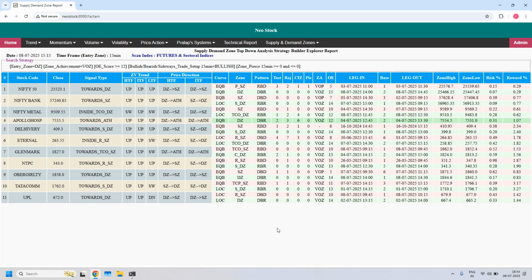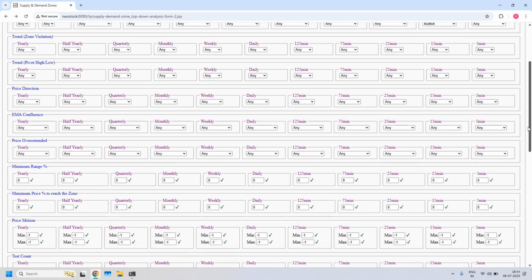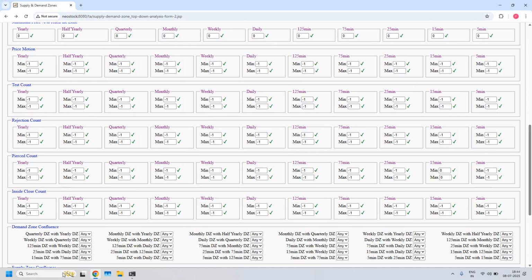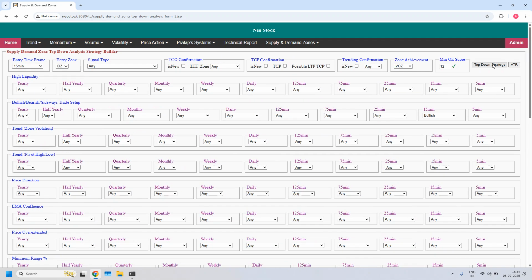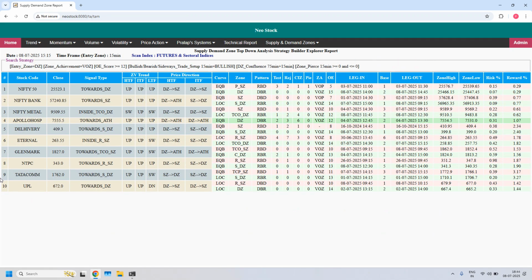Out of these 11 high probability trade setup zones, let us further filter based on the zone confluence. First one is 15 minutes and 75 minutes demand zone confluence. With these filters, out of 11 we got 10 stocks. 15 minutes zone overlapped with 75 minutes demand zone, and 75 minutes trend, ITF trend is up.